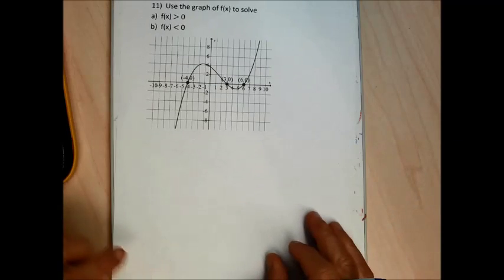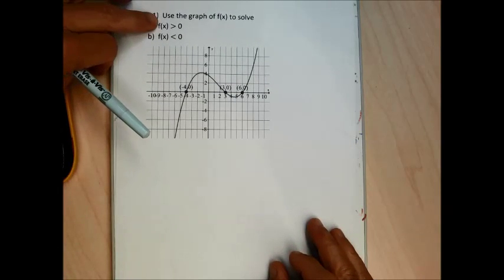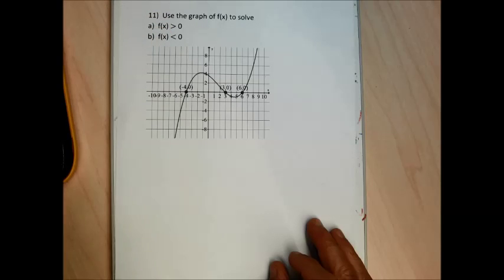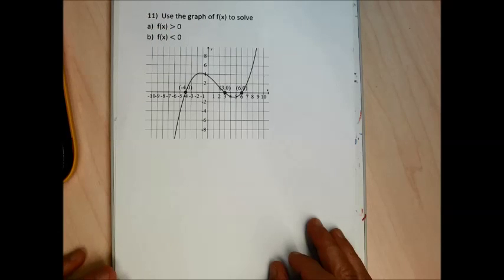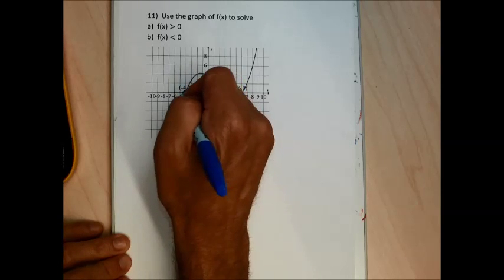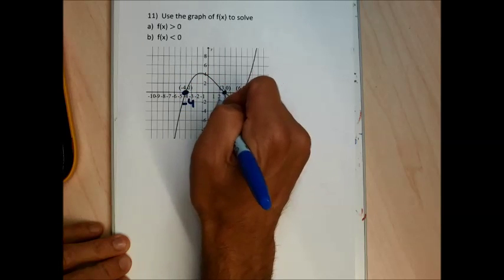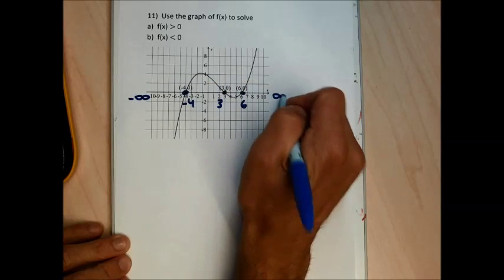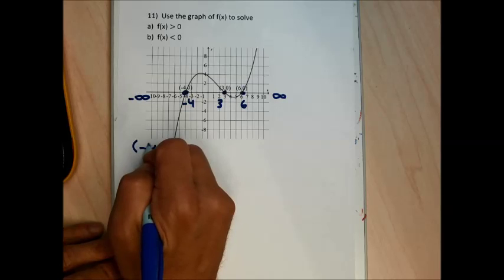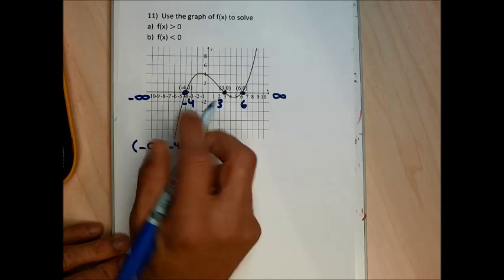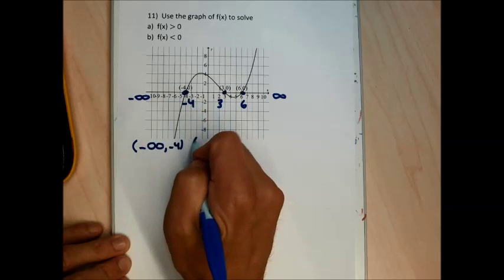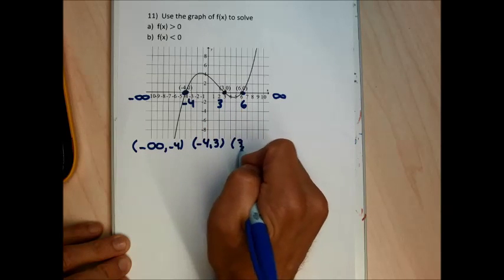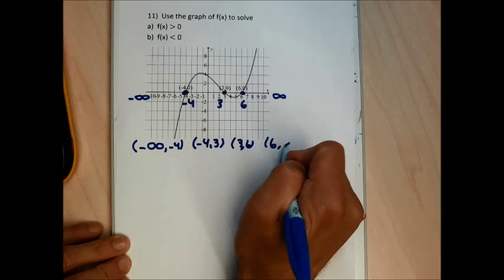For question 11, because the initial problem doesn't have an or equal to for either the greater than or the less than, every point's going to get a round parenthesis when I create an interval. So on my x-axis, I'm going to put the x-coordinates of the x-intercepts along with negative and positive infinity and create intervals, all round parentheses because there's no or equal to. So negative infinity to -4, -4 to 3, 3 to 6, and 6 to infinity.